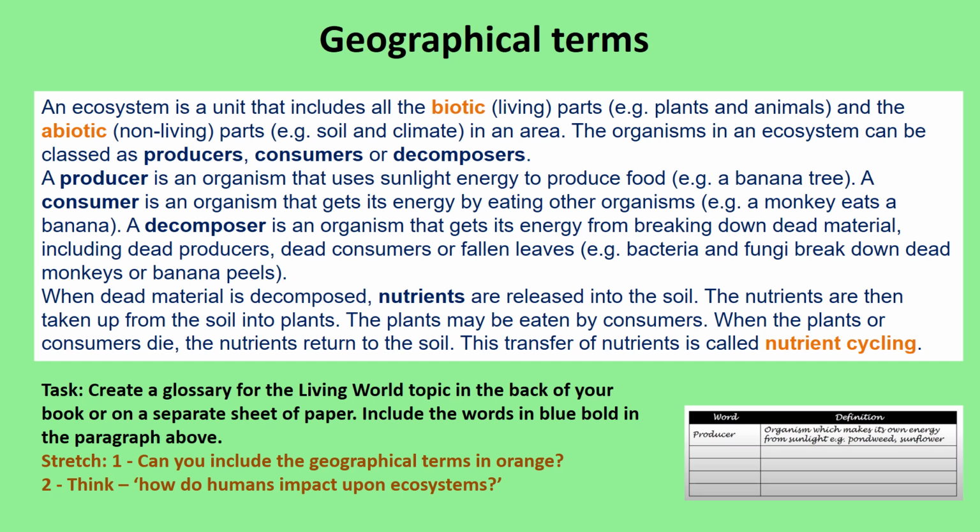So how do humans impact upon ecosystems? So lots of different ways. We have variable impacts in different parts of the country, different parts of the world. Countries of different levels of development sometimes can impact upon ecosystems in slightly different ways as well. So how many ways can you think of?